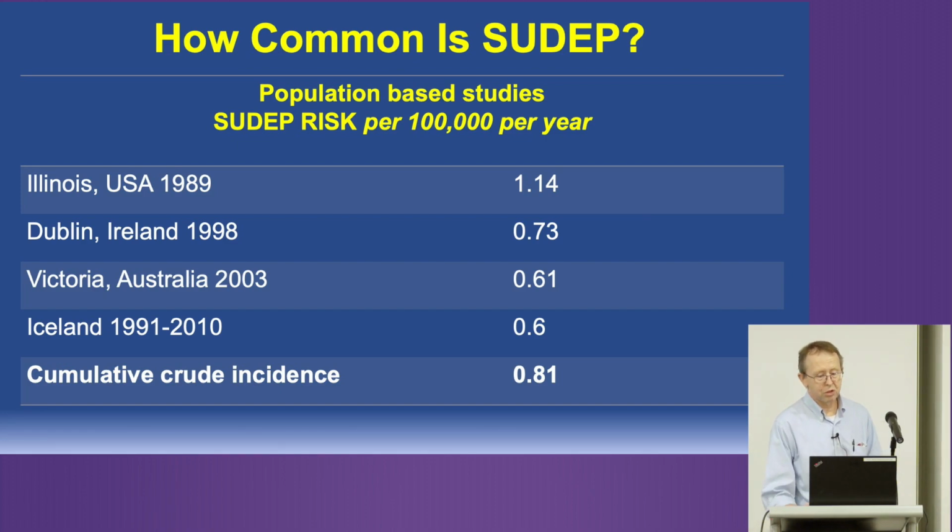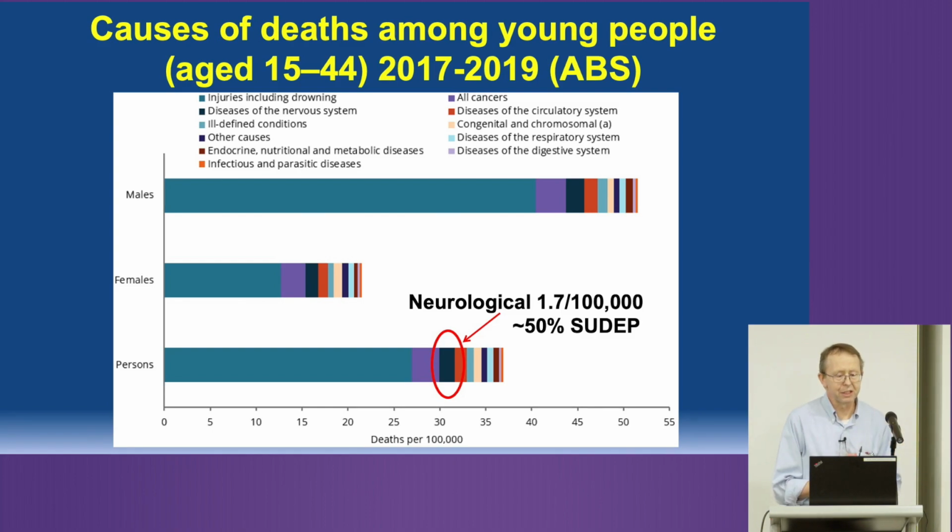When you look at other population incidences, this is data from the Australian Bureau of Statistics. I picked a group that's relatively representative of SUDEP, younger adults. As you see, SUDEP is the area in black. It should be purple, actually, but it's in black. That's neurologic deaths, about half of which are SUDEP. So it's about 0.81 in Australia in 2017 to 2019. And sadly, that green line making up the bulk of it is accidents, trauma, but also suicide, which is about 15 times greater, disappointingly.